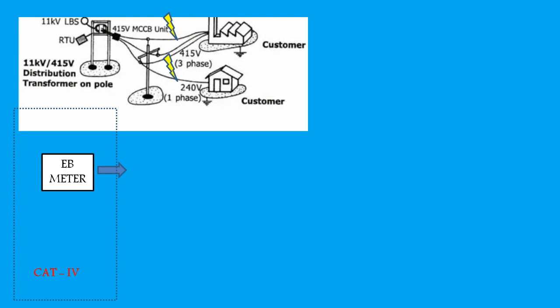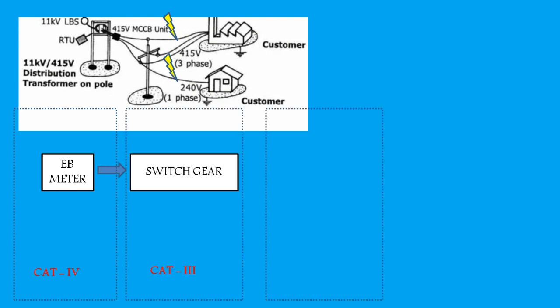How would the typical power flow be? Typical power flow would be like this. First comes the EB mains, then this supply is given to a 3-phase distribution board from where it is divided into 3-phase and single-phase supply based upon the load used. So, the switchgear used here should be of CAT 3 type.